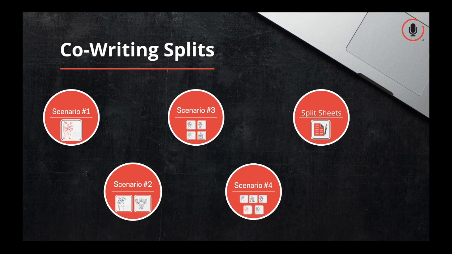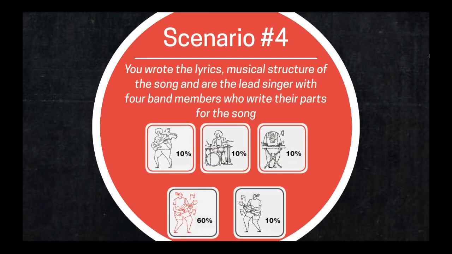Let's look at a final example, maybe one that's a bit more relatable. Here we are looking at a five-person band. You are the lead member, the singer, you've written the lyrics to the song, and outlined the basic chords to go along with it. Your guitarist, bassist, keyboardist, and drummer worked on the production and arrangement.